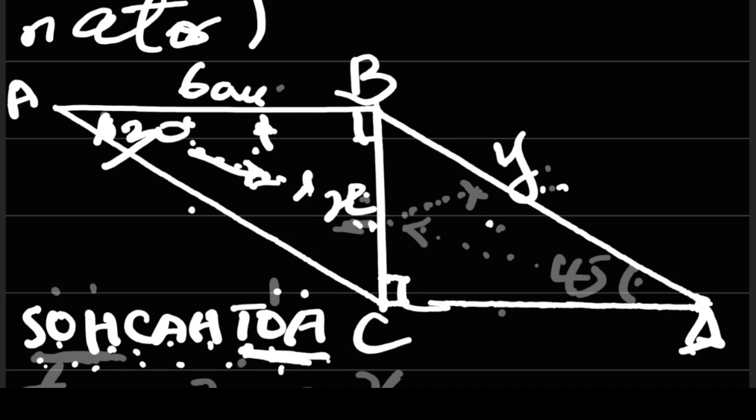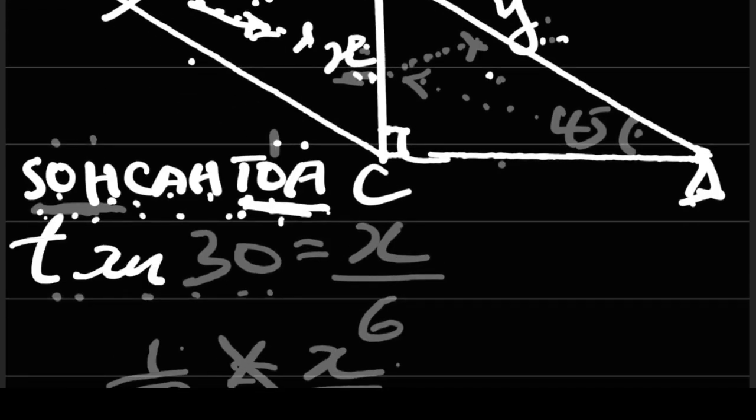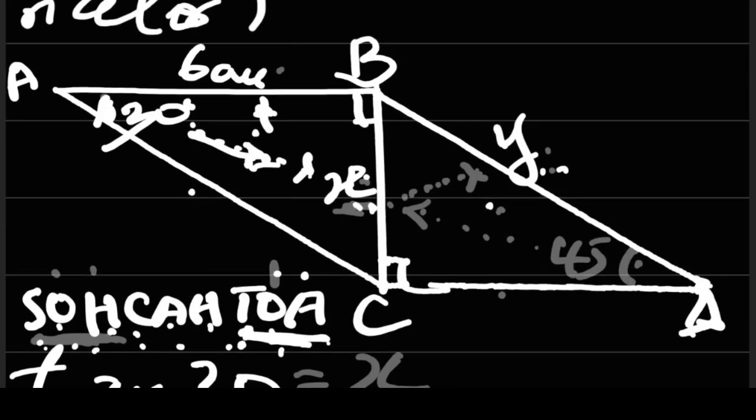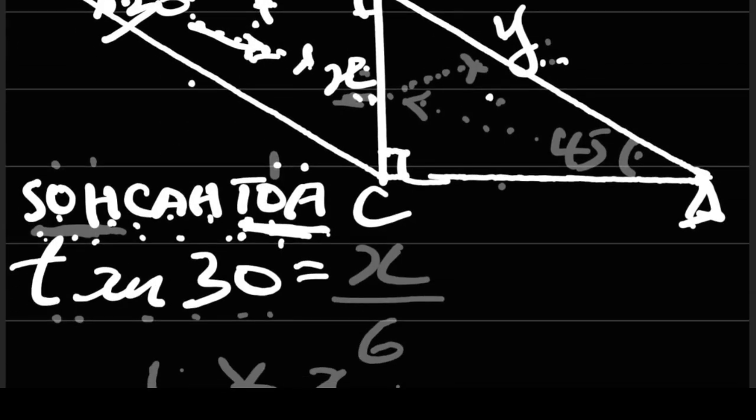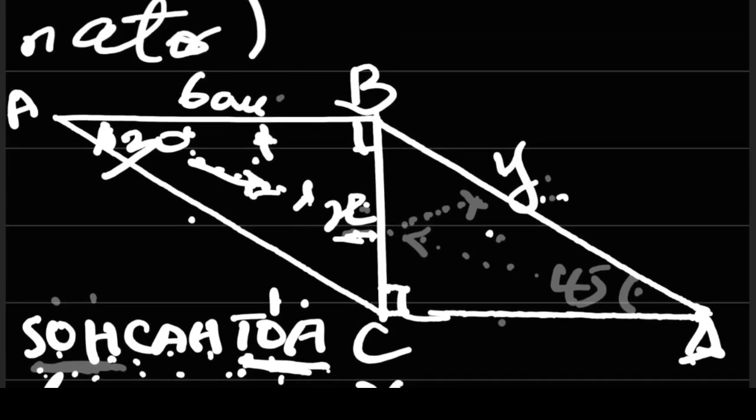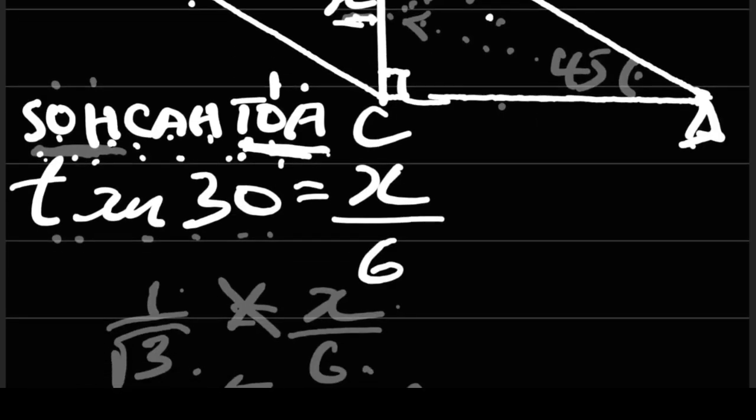Let's go ahead. TOA means tan. Tan 30, the tan of the angle, equals opposite, and our opposite is what? It is x. Opposite all over our adjacent, which is 6.